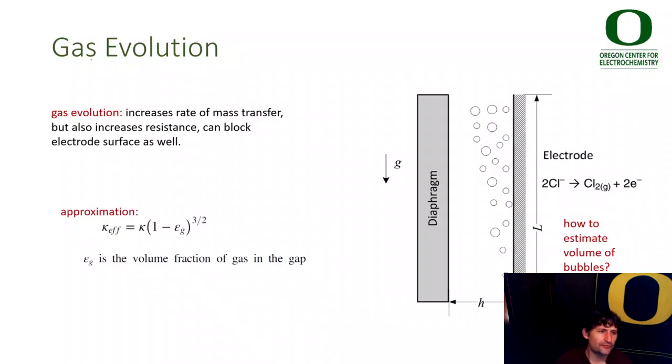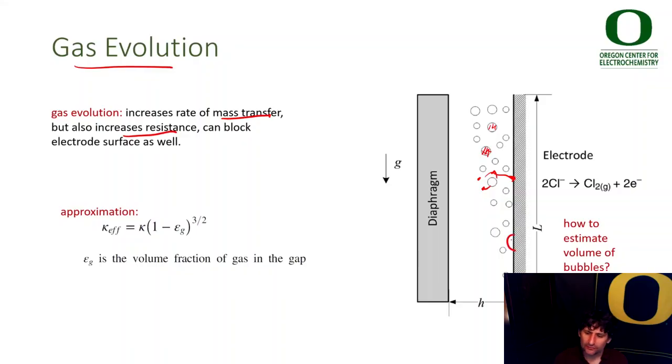Industrial electrolysis often involves gas. Gas evolution plays many roles in electrolysis. It increases the rate of mass transfer. Why is that? Well, the bubbles coming off the electrode can induce some turbulence in the electrolyte and actually speed up the rate that some species out here can make it to the electrode surface. But it also increases the solution resistance. The bubbles block the flow of ions. You have less electrolyte in the region near the electrode. Some of the space is taken up by bubbles, so the ionic resistance increases.